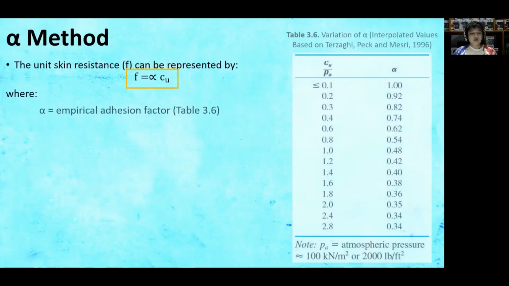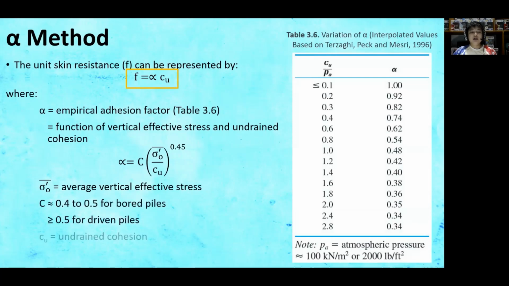For the alpha method, the unit skin resistance F can be represented by F equal to alpha times Cu, where alpha is the empirical adhesion factor, which can be determined using table 3.6, or it is a function of vertical effective stress and undrained cohesion. Thus, alpha is equal to C, that is about 0.4 to 0.5 for bored piles, and greater or equal to 0.5 for driven piles.